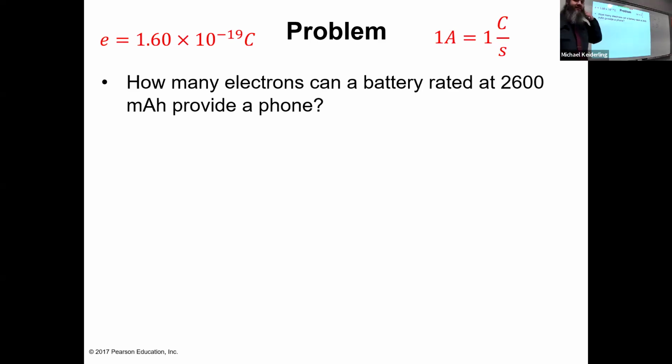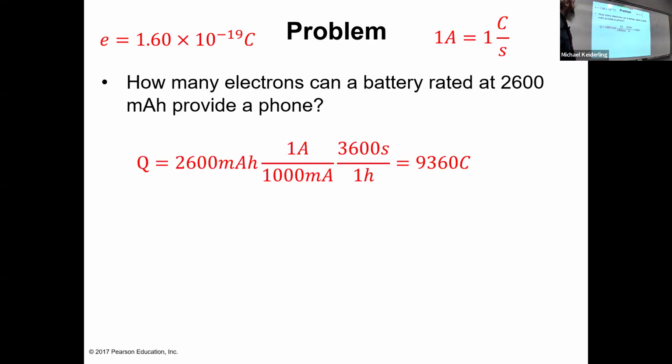So this is basically a question about unit conversions. The first step is to convert milliamp hours to coulombs, because milliamp hours is a current times the time, that's a charge. So 2600 milliamp hours is 1 amp per 1000 milliamps times 3600 seconds per hour. You basically end up multiplying by 3.6 to get 9,360 coulombs.